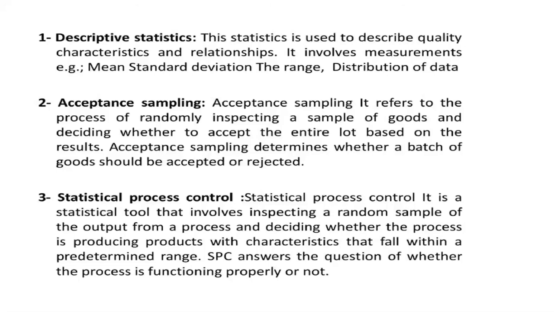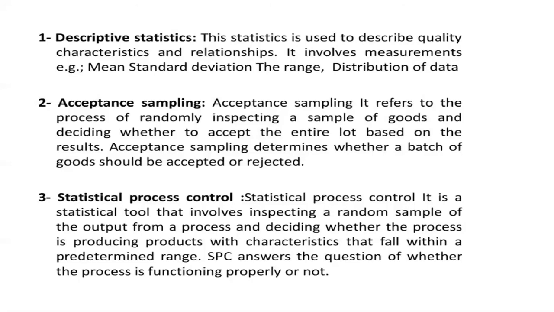Acceptance sampling determines whether the batch of goods should be accepted or rejected. It determines whether the whole lot or the batch should be accepted or rejected. If any defect is detected, then the whole lot will be rejected, or if everything is fine, the whole lot will be accepted for dispatch.